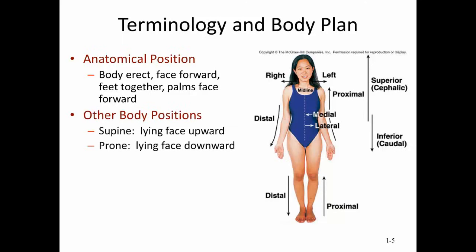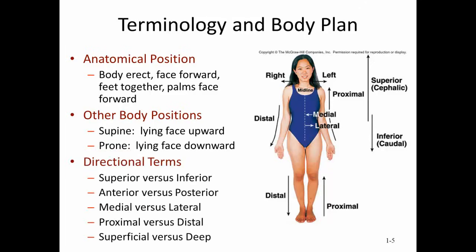Some other different body positions. We have supine. If you remember, if you lay on your back, if you lay on your spine, you're supine. So basically supine is laying down face up. And if you're prone, you're laying face down. And my thought is if you're laying face down, then you're prone to somebody sneaking up on you. Okay, so prone is laying face down.